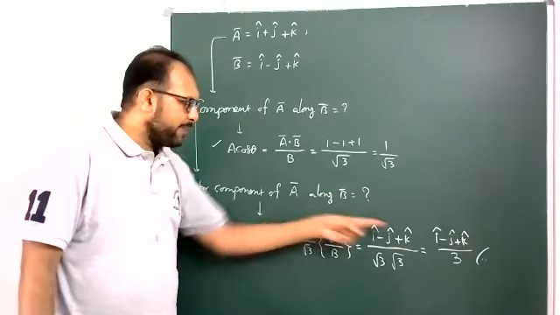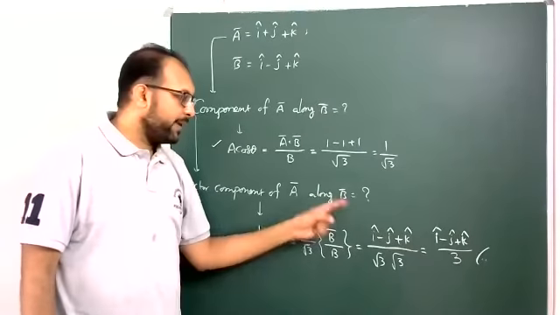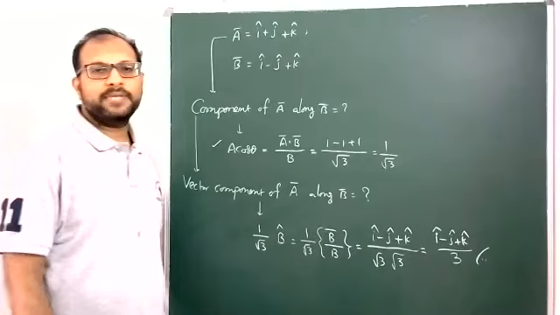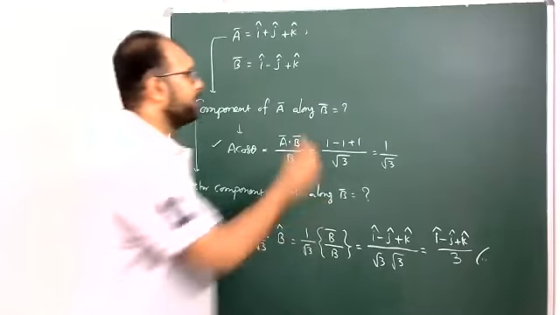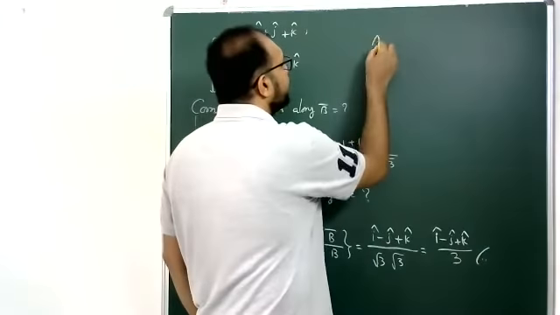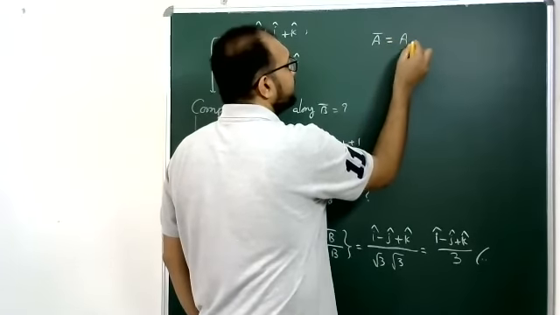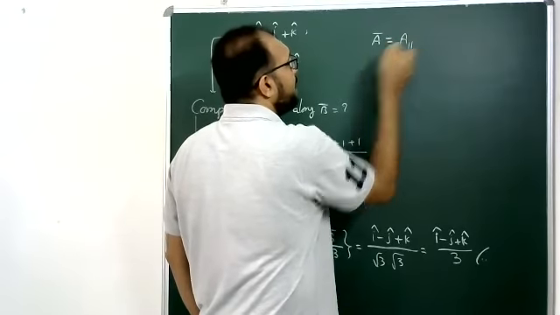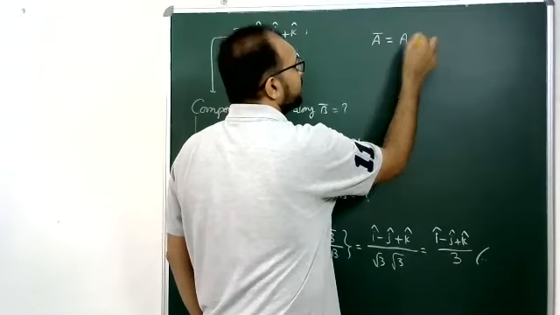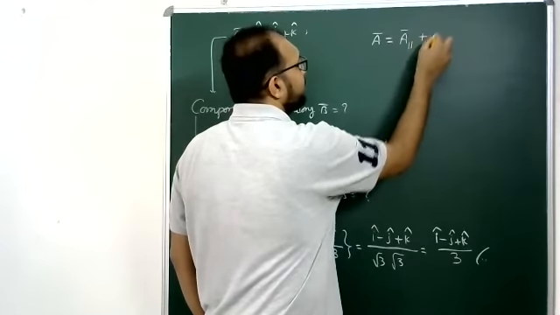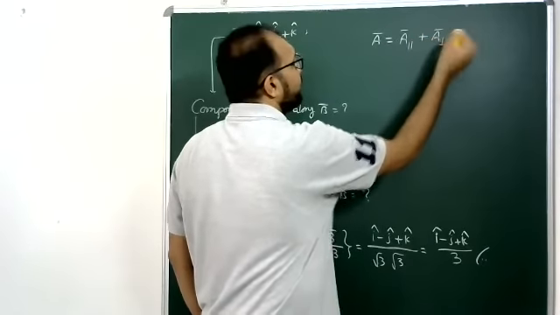So along B bar, okay. Now perpendicular to B bar. How to find means very simple. Vector A bar, I am writing, parallel component plus perpendicular component.